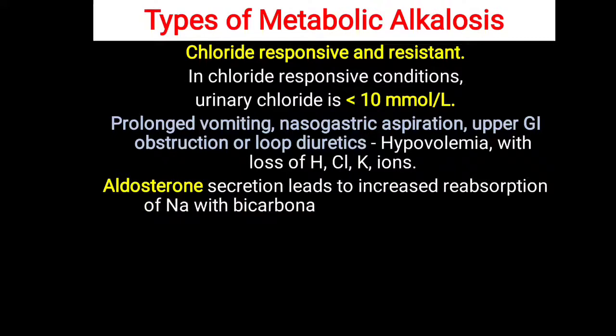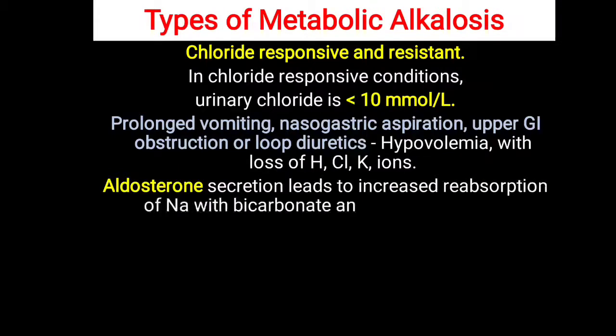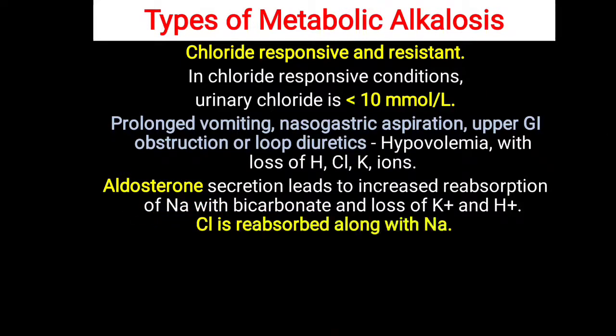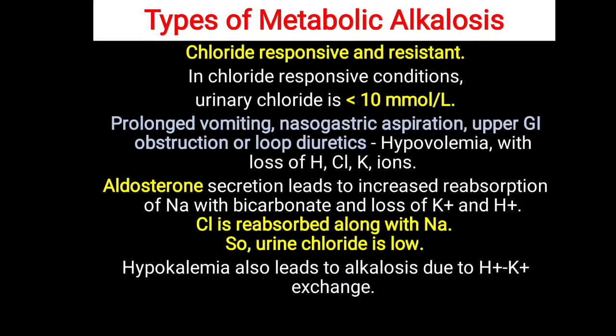Aldosterone is secreted due to this hypovolemia, and that aldosterone secretion will lead to increased reabsorption of particularly sodium, along with bicarbonate, and loss of potassium and hydrogen is also seen in this metabolic alkalosis, and that is due to aldosterone. First you have to remember, sodium and bicarbonate will be reabsorbed. But when this sodium is reabsorbed, chloride is also reabsorbed along with the sodium, and so overall the chloride level in the urine will be decreased. So urine chloride level is low. So it is called the chloride responsive type of metabolic alkalosis, and it occurs due to the presence of aldosterone. Aldosterone leads to chloride reabsorption along with sodium, so urine becomes generally chloride free, or the chloride level is very low.